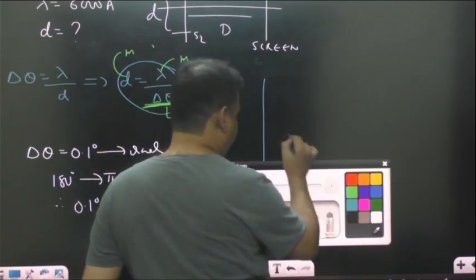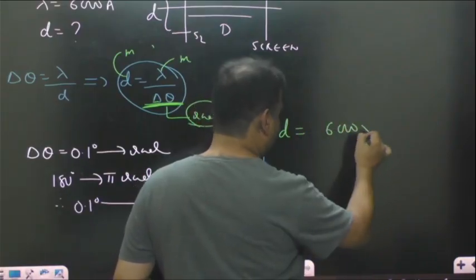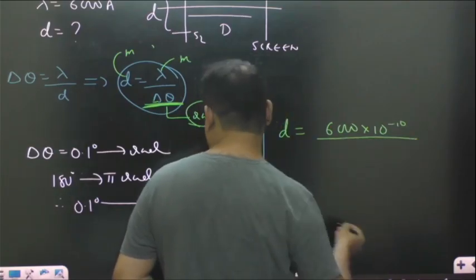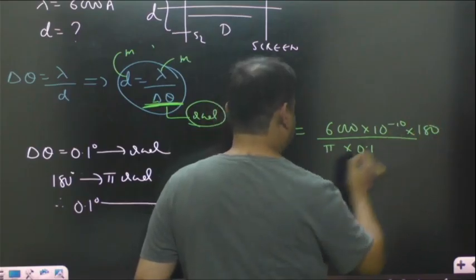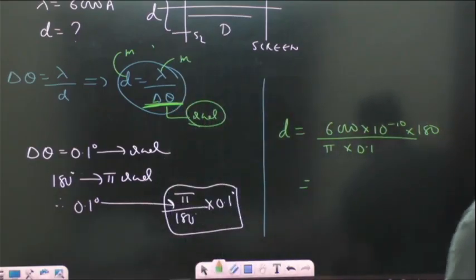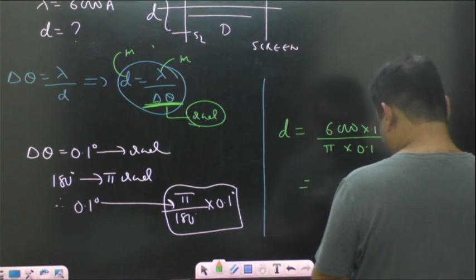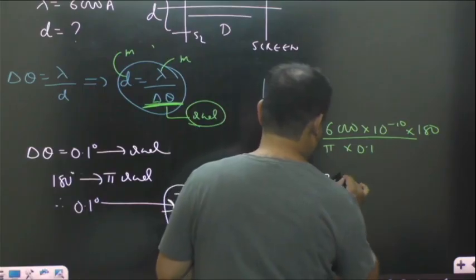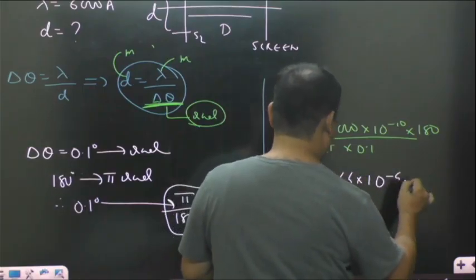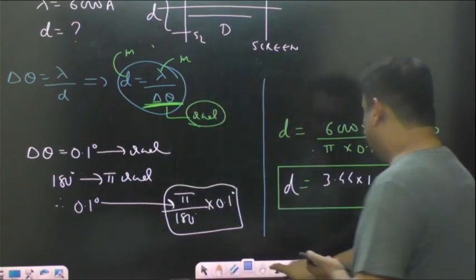Now what will be the distance between the slits? Lambda is 6000 angstrom, that is 6000 into 10 power minus 10, divided by pi into 0.1 divided by 180. Let me calculate. You will have the answer as 6000 into 10 power minus 10 into 180 divided by 0.1 divided by pi. You will have 3.437, that is approximately 3.44 into 10 power minus 4 meter. So this is the distance between the slits, small d. Got it?